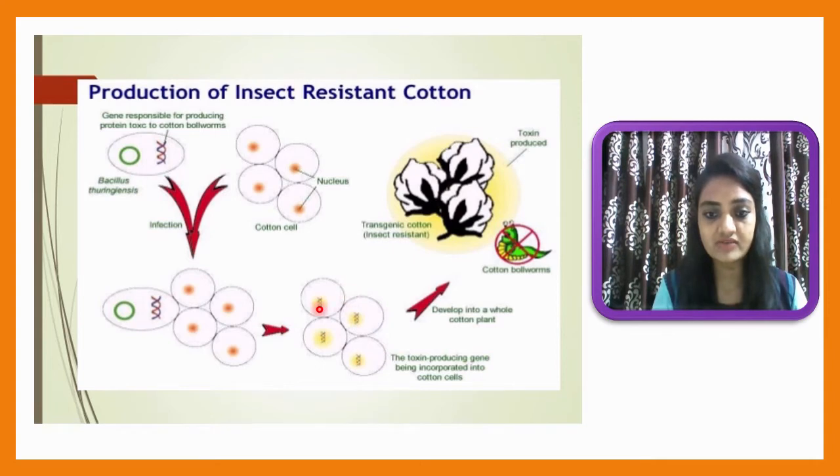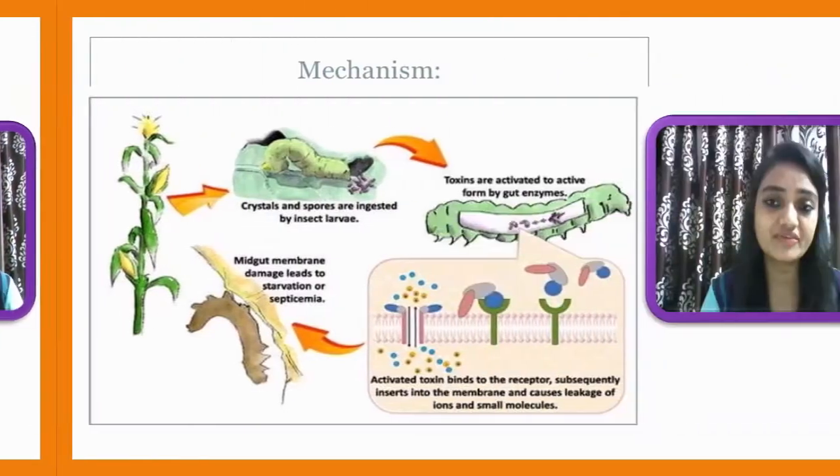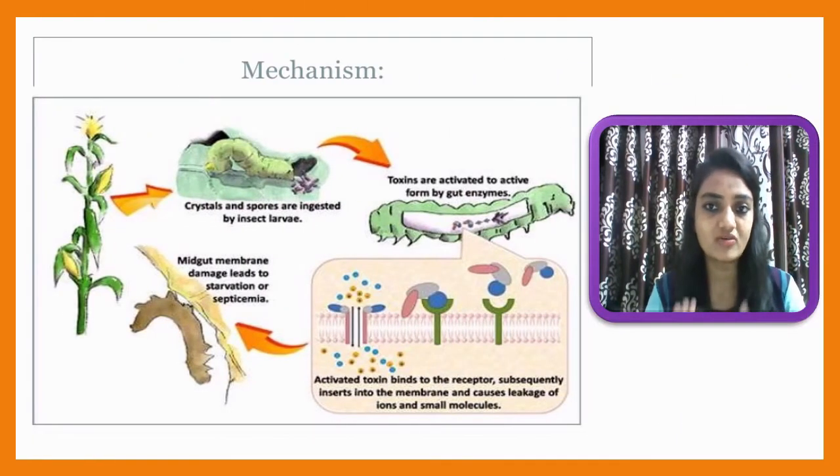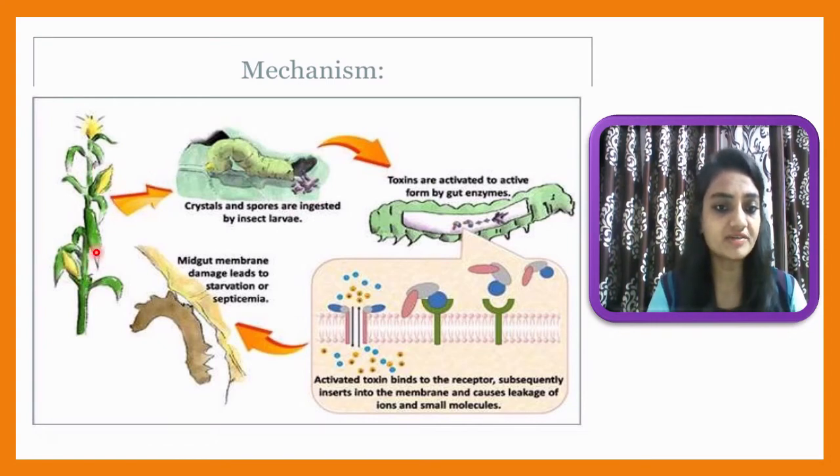Okay, so now this plant is called Bt cotton, and it will resist the pest, specifically a caterpillar. Now let me try to understand how this caterpillar or bollworm will be killed after the consumption of Bt cotton. Here you can see this is a plant, a Bacillus thuringiensis plant, which will have a gene responsible for production of a toxic protein, which is harmful to the bollworms.